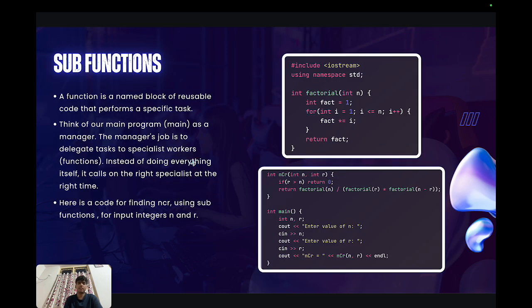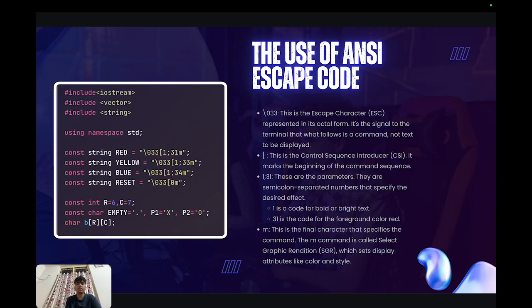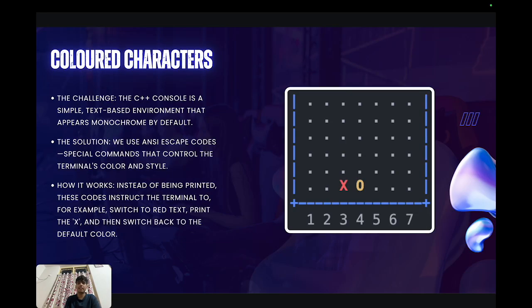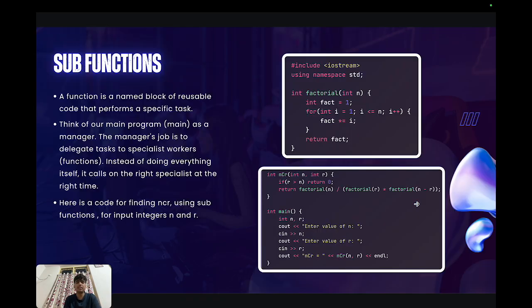So now coming to the sub functions part, we have understood how we are using the colored characters that we were discussing here. Now we are going to learn some basics of sub functions. What is a sub function and what kind of sub functions are we using? Our code is using 5 or I'd say 6 sub functions, which is kind of too many. So I'll first define what a subfunction is. A subfunction is a named block of reusable code that performs a specific task. This is a kind of bookish definition.